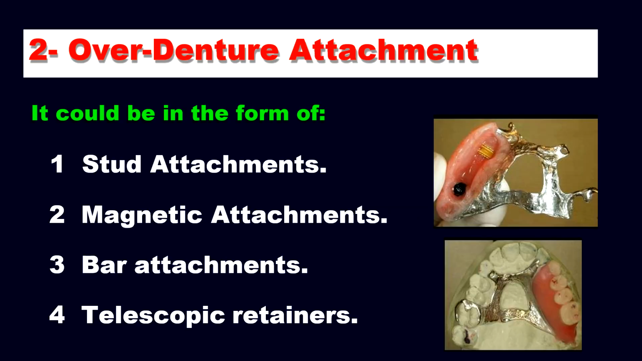What are the overdenture attachments? We've seen the attachments that are used for the partial dentures, extracoronal and intracoronal. But for overdentures, there are four different types of attachments, that are stud attachment, magnetic attachment, bar attachment, and telescopic retainers.